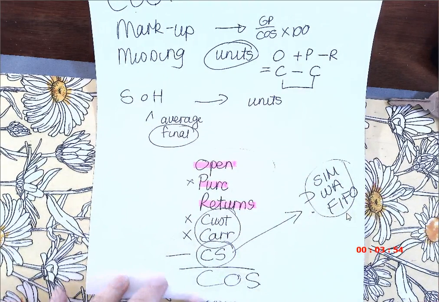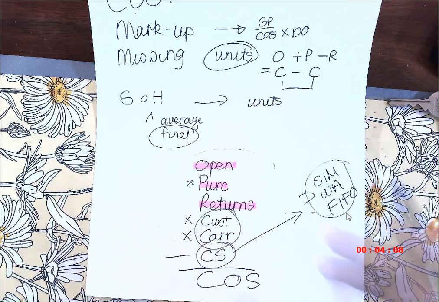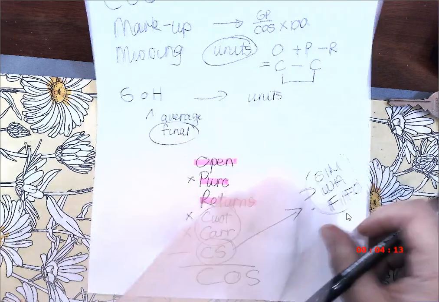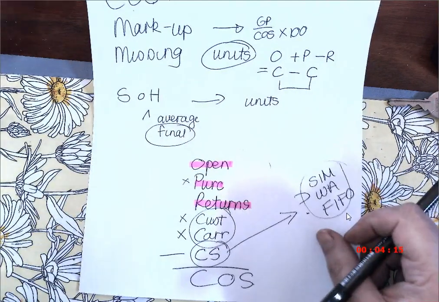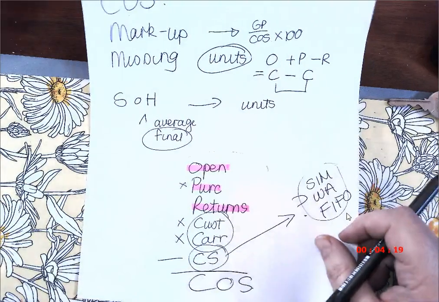So you have to say, am I working with the units now or am I working with the rand? If it's the units, it's opening, purchase, less returns. If it's the rand, it's opening, purchase, less returns, add carriage, add customs. Because that makes the price of the purchase more. Okay, I'm repeating myself. So now let's quickly go look at that.